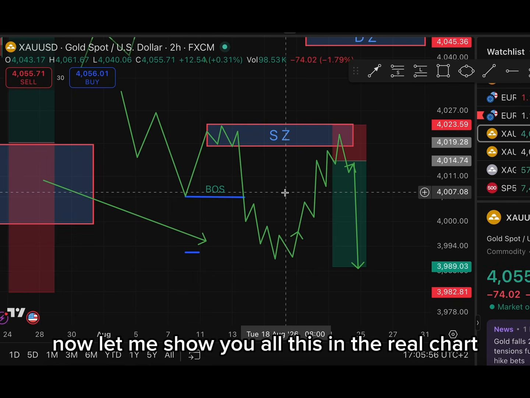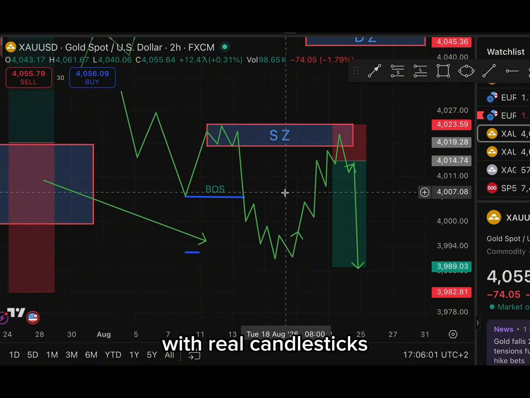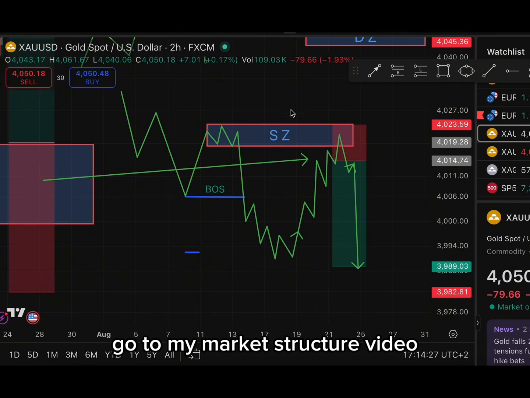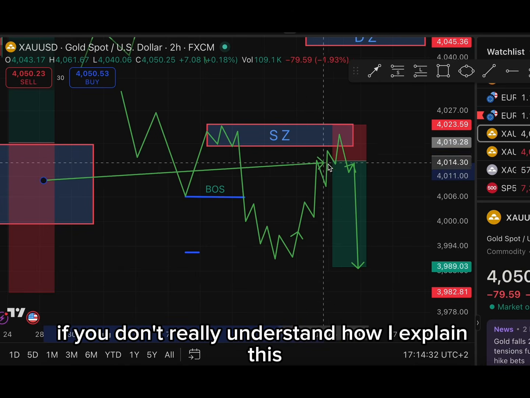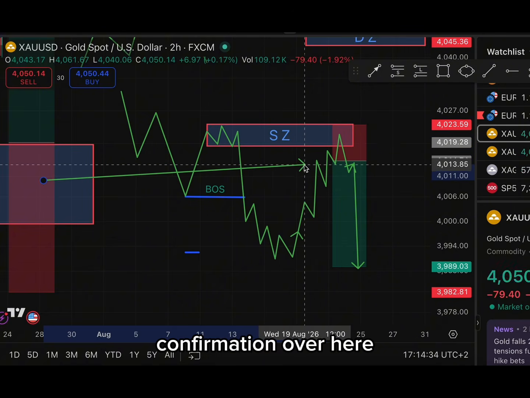Now, let me show you all this in the real chart with real candlesticks. Go to my market structure video. I explain market structure shift. If you don't really understand how I explain this confirmation over here.